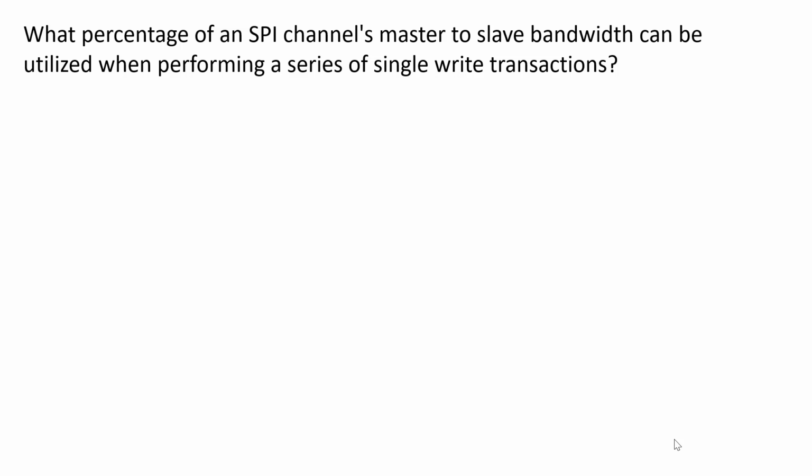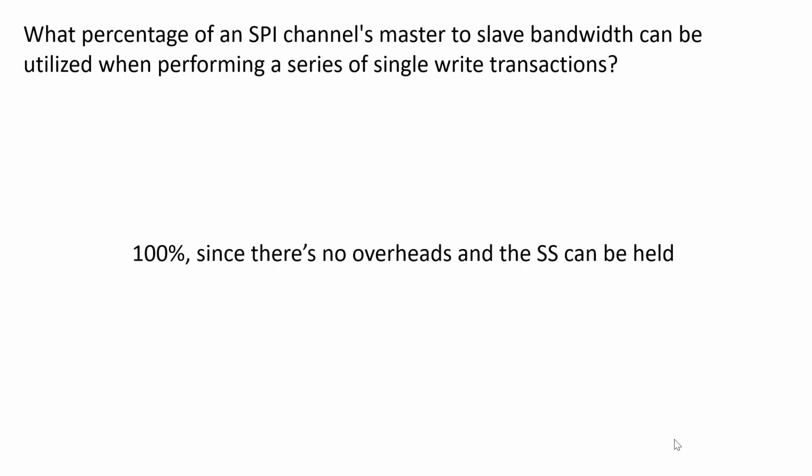What percentage of an SPI channel's master to slave bandwidth can be utilized in performing a series of single write transactions? Master to slave? So it's 50%, right? Because 50% of the master to slave is going to be address, and the other 50% is going to be data, right? Oh, well, it's actually 100% because we're calculating that as the address and the data is accounts.